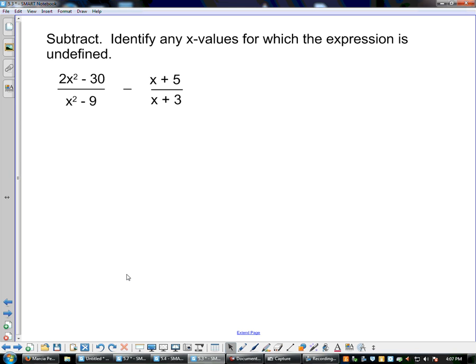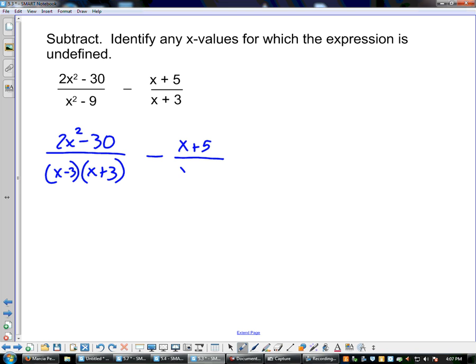All right, so with this example, we are subtracting, and we need to identify any x values for which the expression is undefined. So we would again want to find the least common denominator. Let's factor this x squared minus 9. That factors into x minus 3 times x plus 3. And we still have this 2x squared minus 30 up here. And then this one is just x plus 5 over x plus 3.